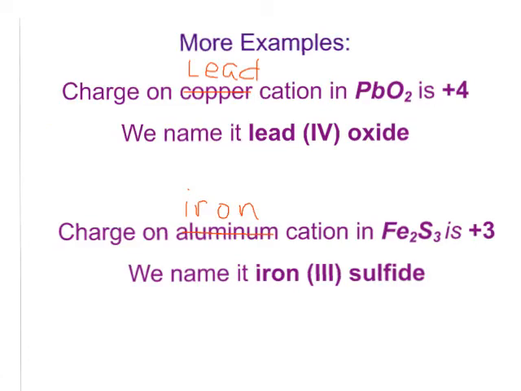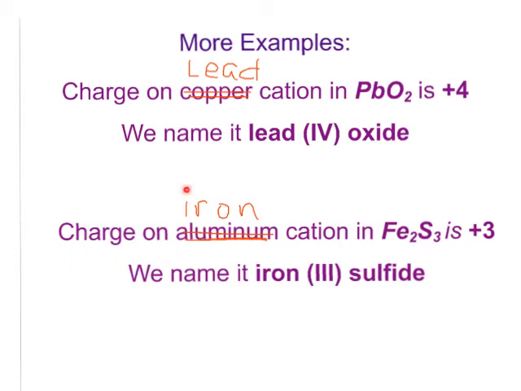Okay, here are some examples, and I just realized that I made a mistake there. I have the wrong name in for these compounds. The charge on the lead cation in this compound is +4. We found that earlier in some of our examples. So we name it lead 4 oxide. And this is how we write the 4. We write it in Roman numerals in parentheses. That tells us that the lead in this compound has a +4 cationic charge.